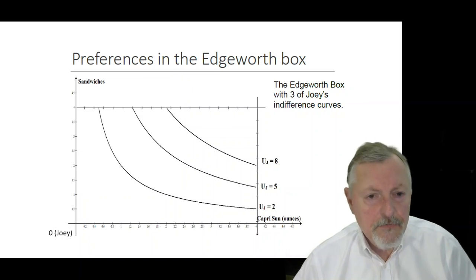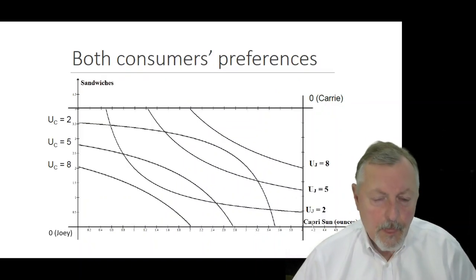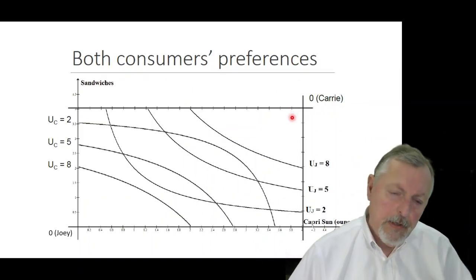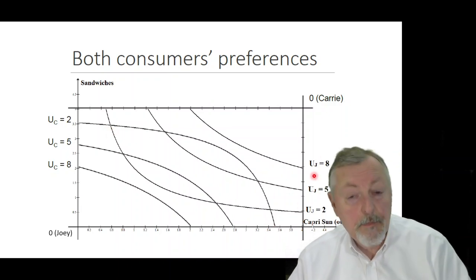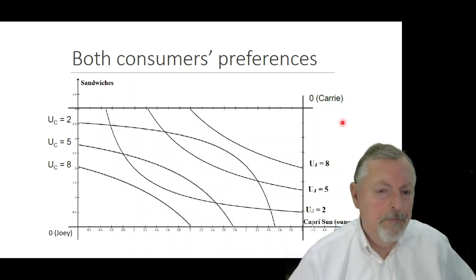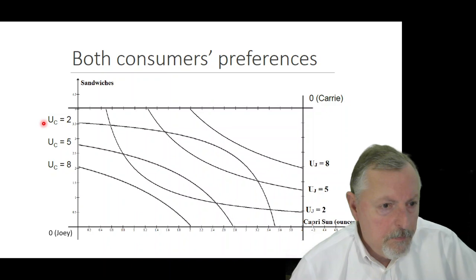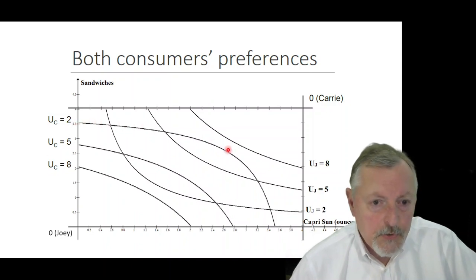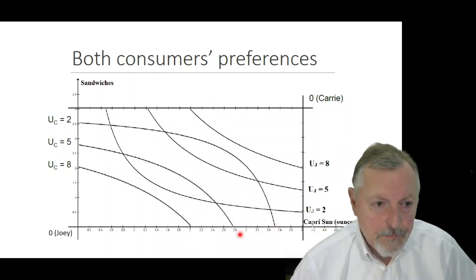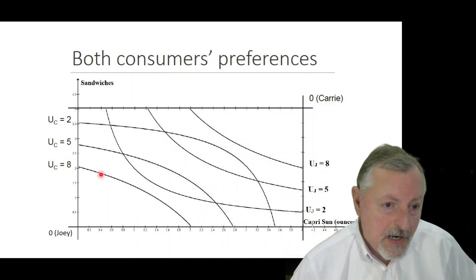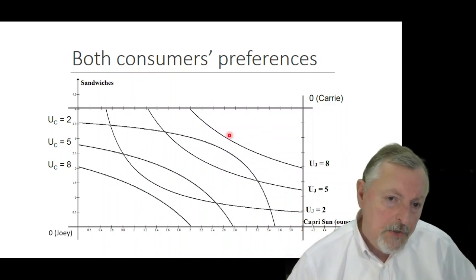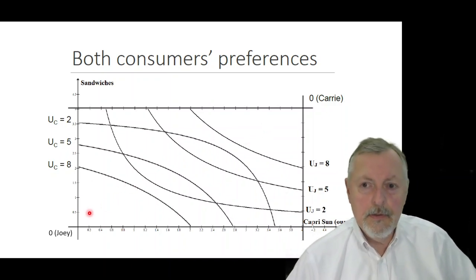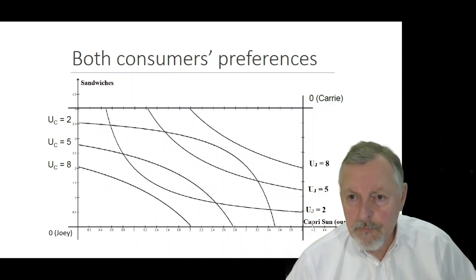When we add the indifference curves for Carrie, they bow in the opposite direction because this is a mirror image. For Carrie, these are her indifference curves. This one gets her 2 units of utility. This is a higher indifference curve for her, and this is a higher one. For Carrie, she's happier to the bottom left.